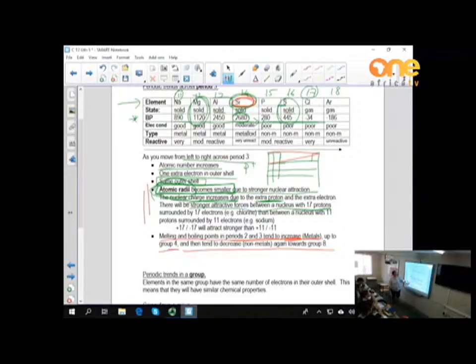So just remember then, melting and boiling points for both period 2 and 3 tend to increase from left to right, but once again, when we reach the non-metals, there's a tendency to decrease, and that's got to do with the forces between the particles. Between the non-metal particles, the forces tend to be weaker. Between the metal particles, the forces tend to be stronger. Are you okay with that? All right.